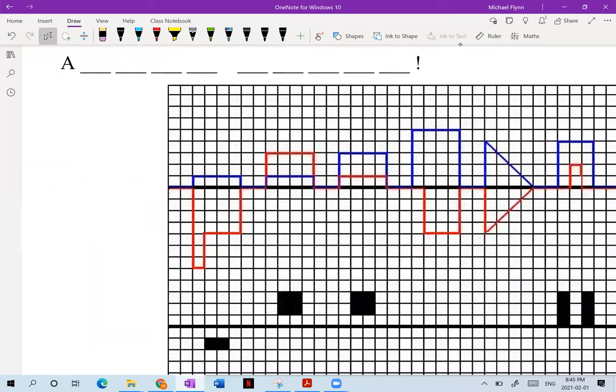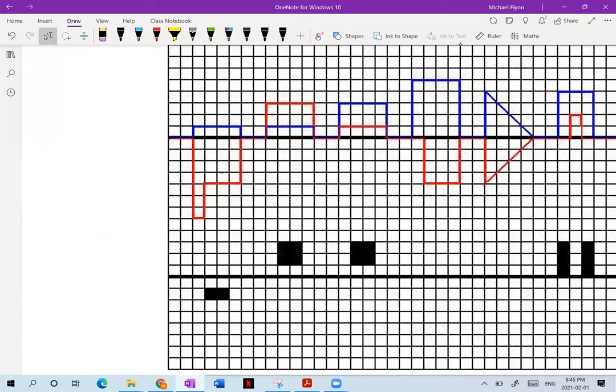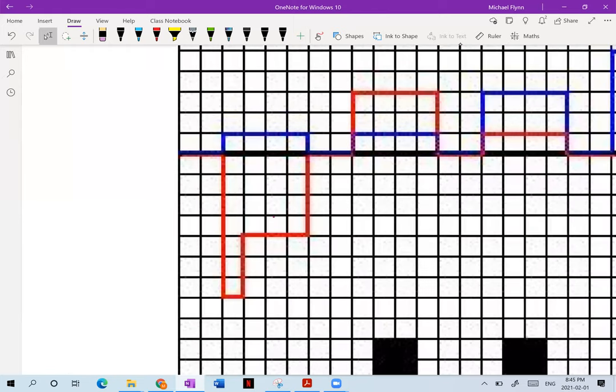What you're supposed to do, and I will do the first one with you, is you're supposed to add the blue and red waves and then write the sum of them down below. Okay, so let me show you how you do that. I'm going to number these columns 1, 2, 3, and 4, okay?